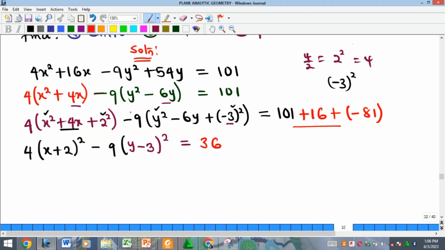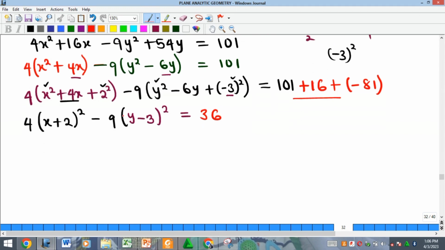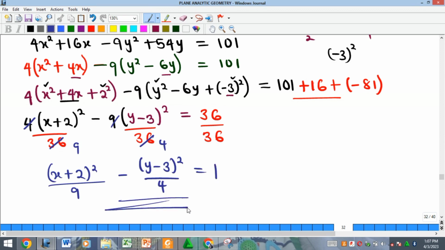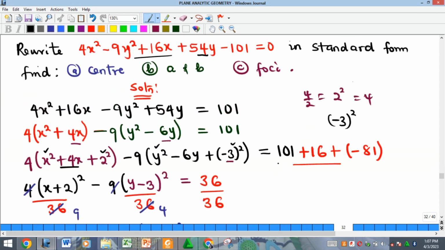We make that right hand side 1. It needs to be 1 because in the equation of a hyperbola, the right hand side is always 1. So I'm going to divide through by that 36. By the time you divide by 36, 4 will go into this to give us 9, so that will give us x plus 2 all squared over 9, minus, 9 will cancel this to give us 4, so we'll have y minus 3 all squared over 4, equal to 1. And this is the solution, which is the standard form of the hyperbola equation that was originally given to us.